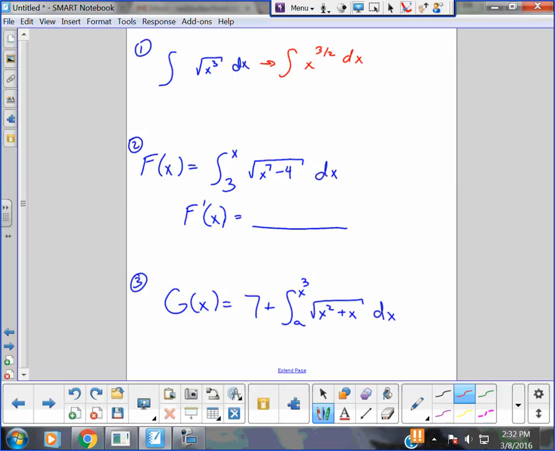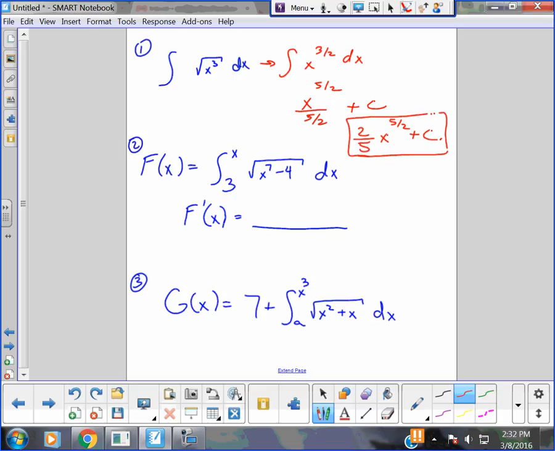And then the rule is the same. Add 1, divide by the new coefficient. So 3/2 plus 1 is 5/2. And we still have to have plus c. Listen, don't stop here. One more step, which is to write the 1 over 5/2 as that. And there's the answer today.